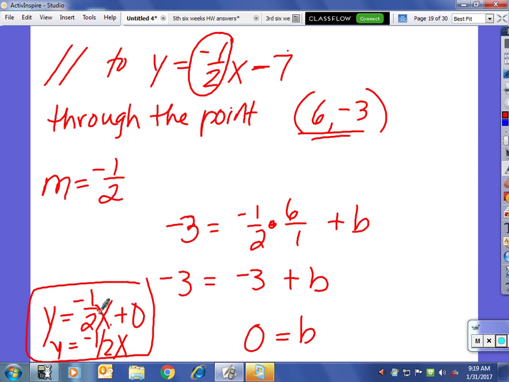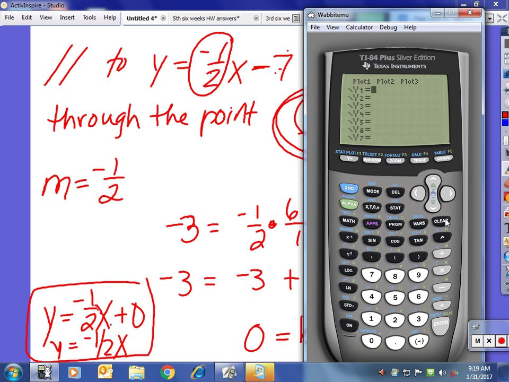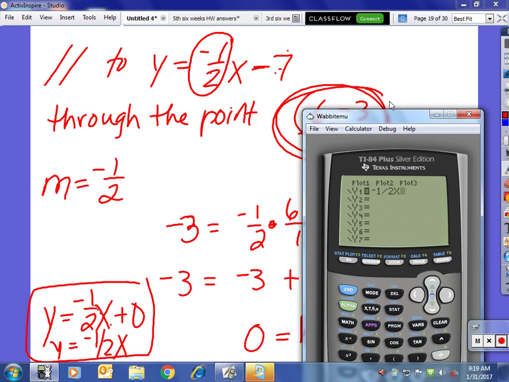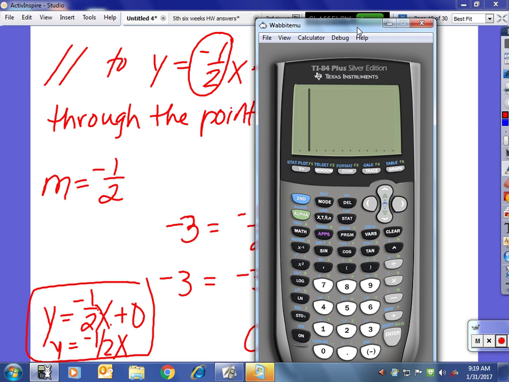Now, my line should contain this point. This point's not on the line that you were started with. This point's on the line that we found, or it should be. So let's make sure it is. Y equals negative 1/2 x, and I can put plus 0, or I can just leave it alone. I'm looking for the point that I was given, 6, negative 3. And let's see if it's there. Is it there? Yes, 6, negative 3.